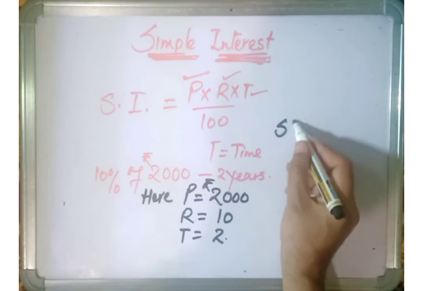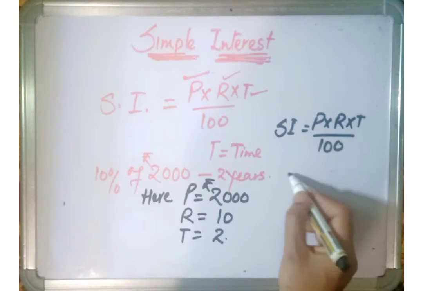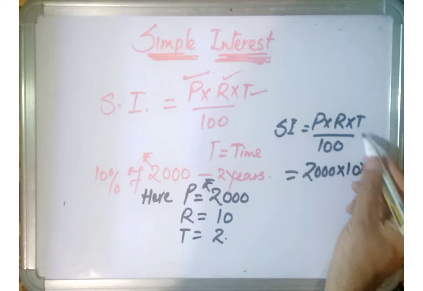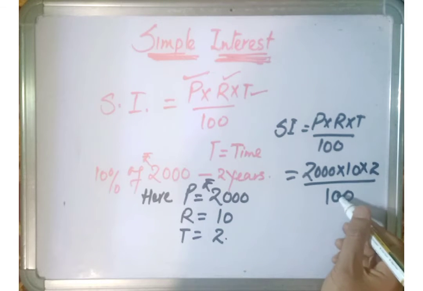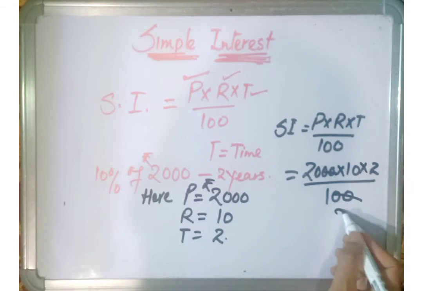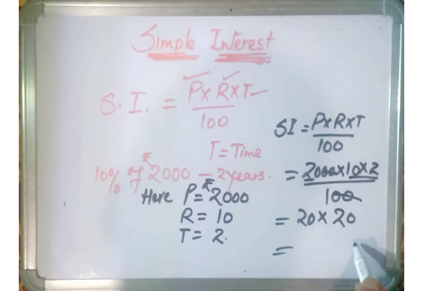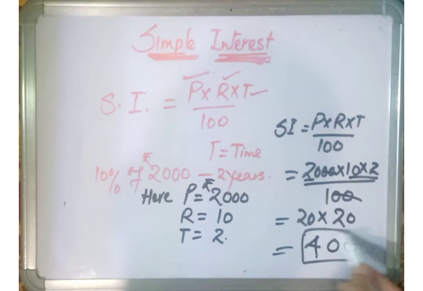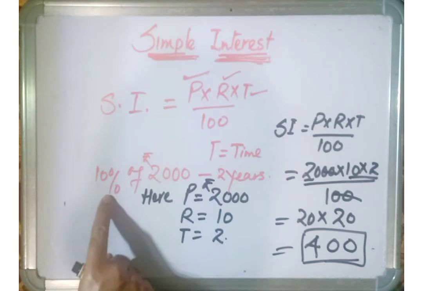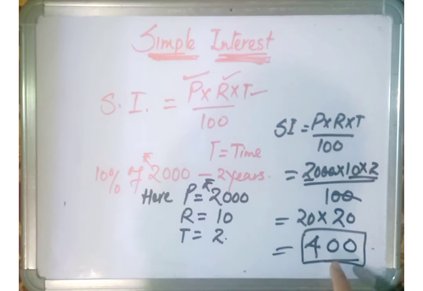So simple interest becomes P into R into T divided by 100. P is 2,000, rate is 10, time is 2, divided by 100. These two zeros cancel, the amount remaining is 2 tens are 20, into 2, which is 40, so it becomes 400. So the simple interest of 10% on 2,000 rupees for 2 years is equal to 400.